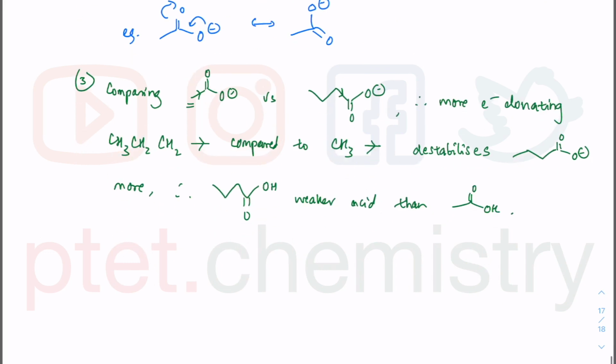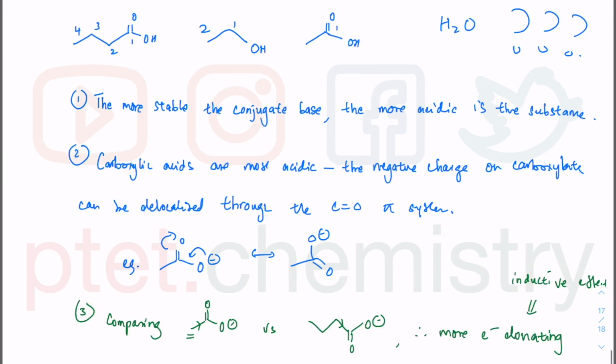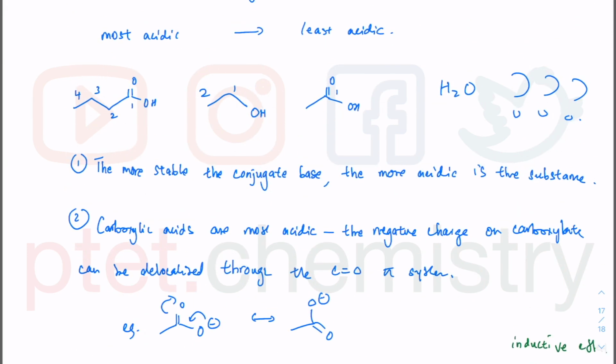So we have our first trend, and this effect is called the inductive electron donating effect of the alkyl groups. Onto the carboxylic acid, it is definitely more acidic than water because it's a more acidic group compared to the other one.